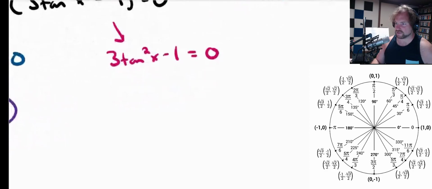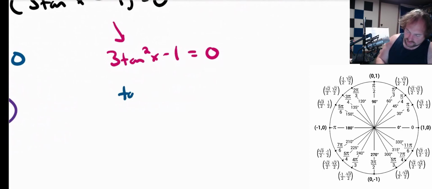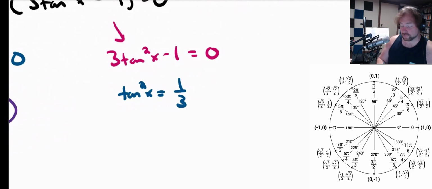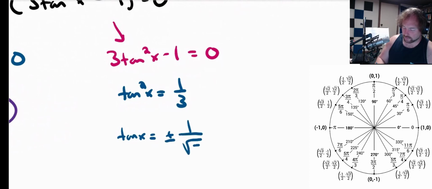Now on this 3 tangent squared minus 1 equals 0, we can start by adding the 1 and dividing by the 3, and that gives us this equation. Tangent squared of x equals 1/3, which if we do the square root gives us, okay, tangent of x is equal to plus and minus 1 over the square root of 3. Now that is not a thing that's very obvious if you're looking at the unit circle. It doesn't really pop up. You don't see 1 over the square root of 3 anywhere.